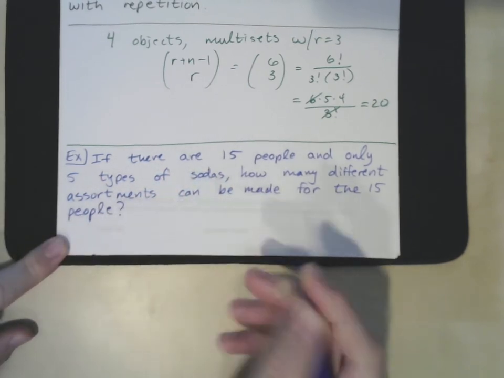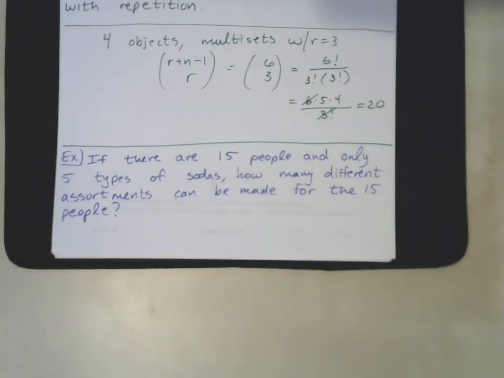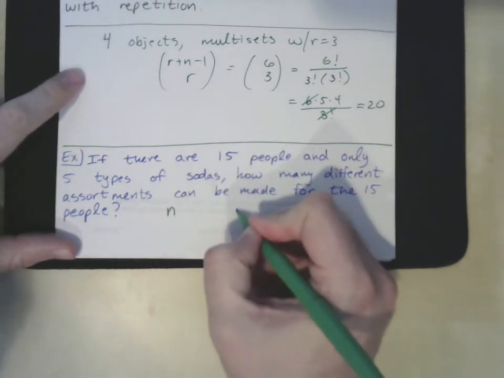So everyone needs a soda. You're a party planner now. Everyone's got to have a soda. You only have 5 types of sodas available to you. You have 15 people, so you want to know how many different ways can I do this? And so this is just a straight application of picking your N and your R.